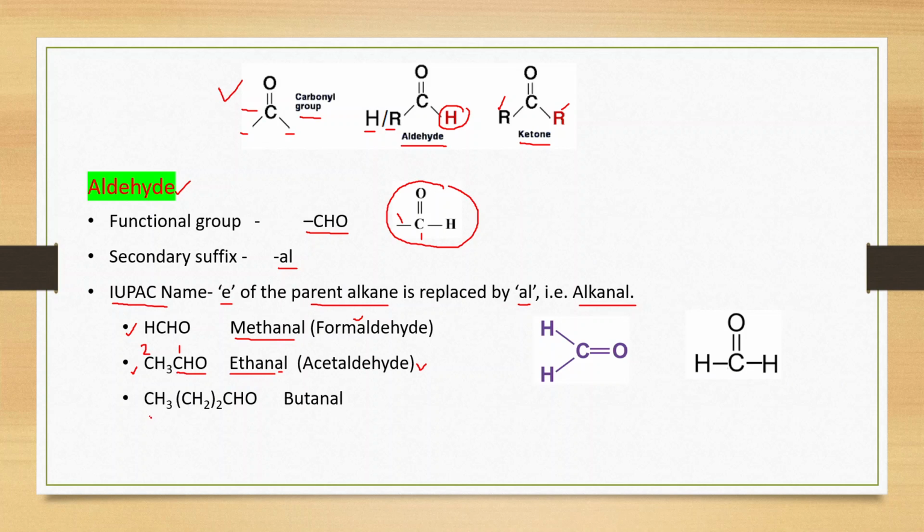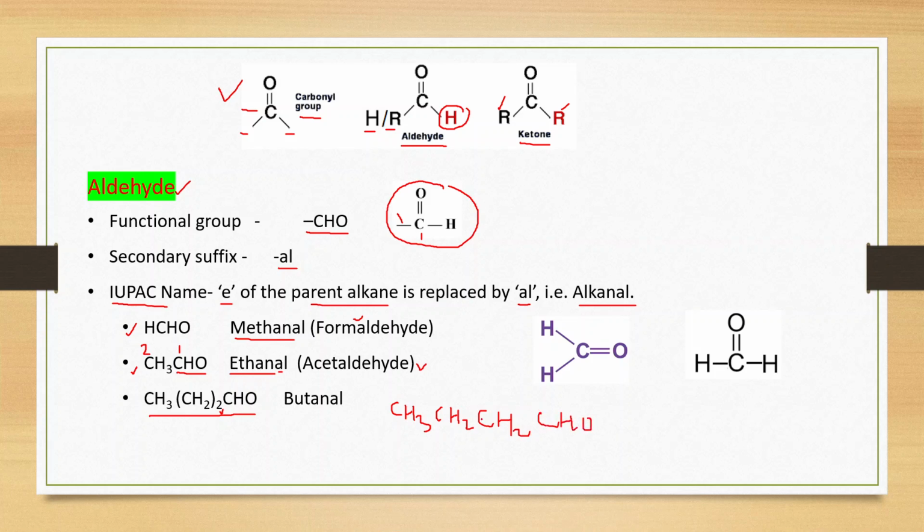Then what can its name be? Now in this case, you can expand this. This is CH3, and this CH2 is coming 2 times. That's why you can write this as CH3, CH2, CH2, and then CHO.